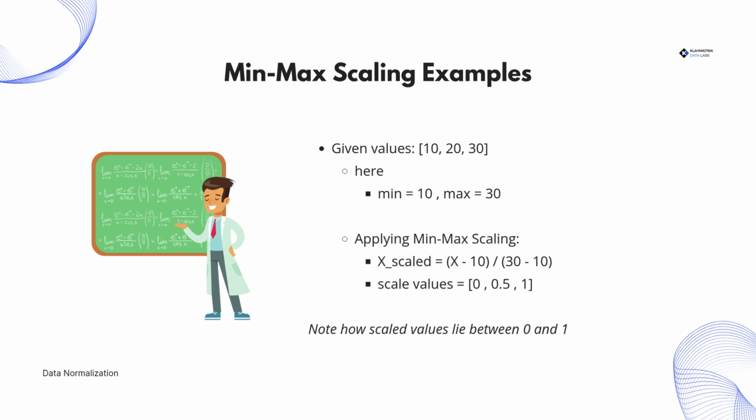To understand how min-max scaling works, let's look at an example. Imagine we have the values 10, 20, and 30, where 10 is the minimum and 30 is the maximum. Using the formula x scaled = (x - min) / (max - min), with min 10 and max 30, we get the transformed values 0, 0.5, and 1. As you can see, the scaled values now lie between 0 and 1, making them easier to compare.